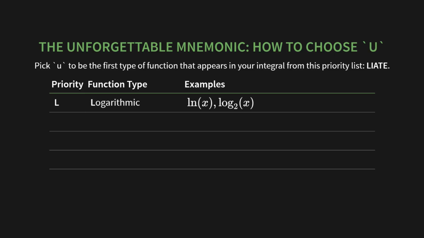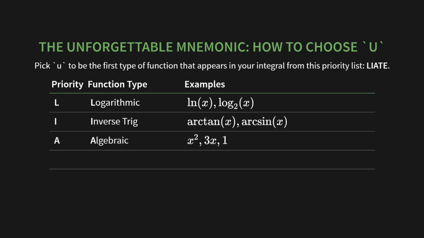LIATE. That's L for logarithmic, like natural log of x. I for inverse trig, like arctan of x. A for algebraic, like x squared or 3x. T for trigonometric, like sine of x. And E for exponential, like e to the x.